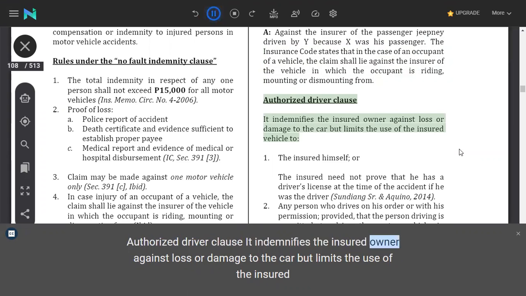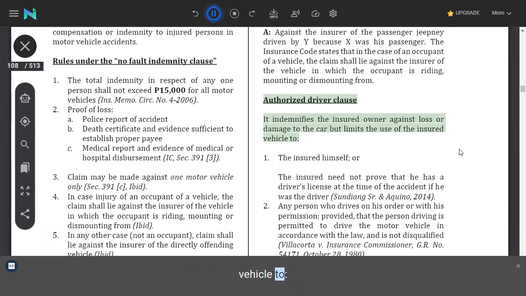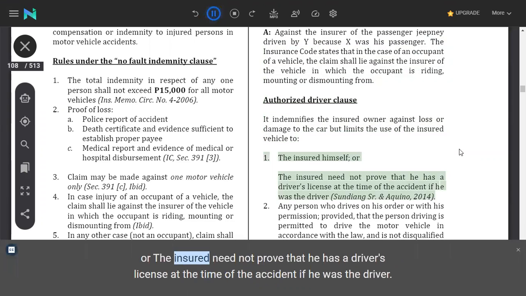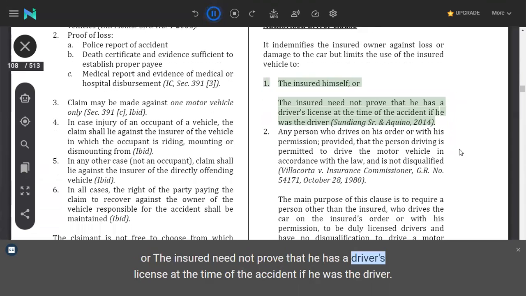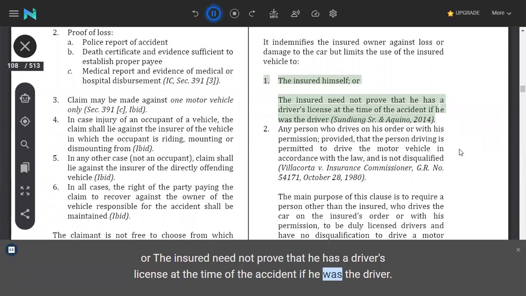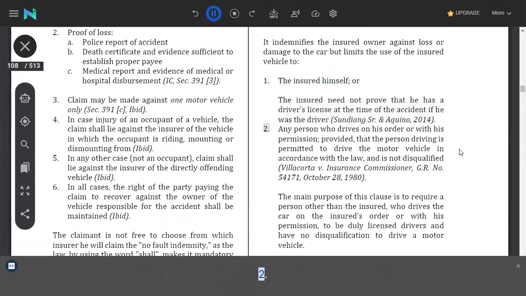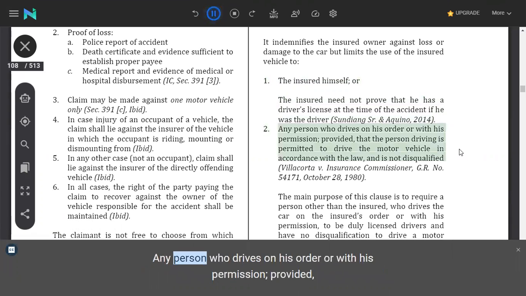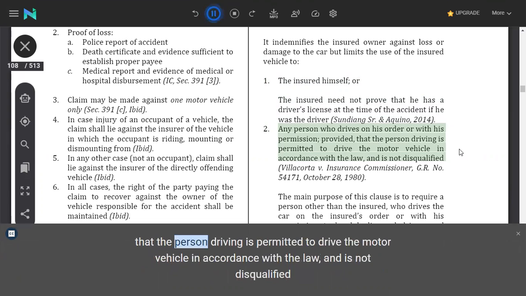Authorized driver clause. It indemnifies the insured owner against loss or damage to the car but limits the use of the insured vehicle to 1. The insured himself, and the insured need not prove that he has a driver's license at the time of the accident if he was the driver. 2. Any person who drives on his order or with his permission, provided that the person driving is permitted to drive the motor vehicle in accordance with the law, and is not disqualified.